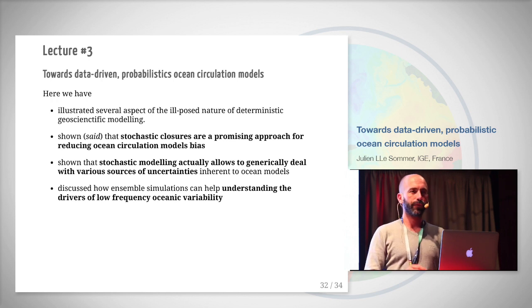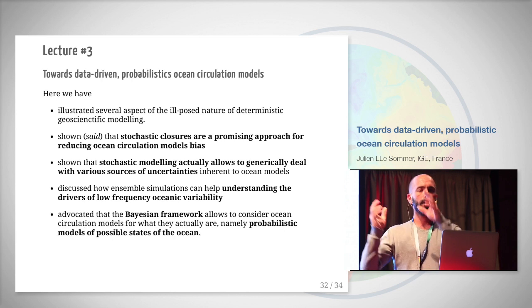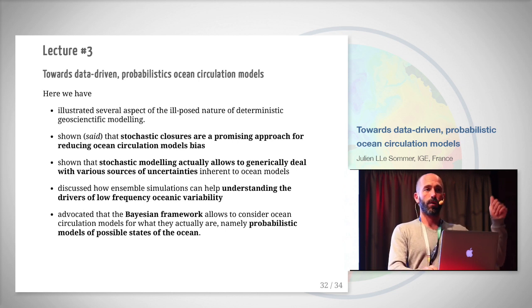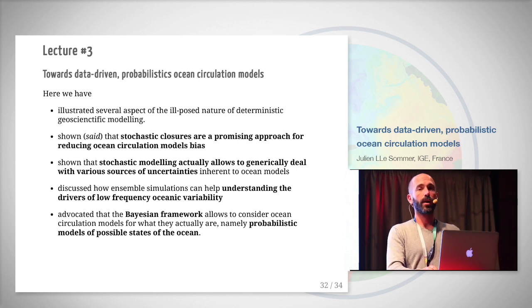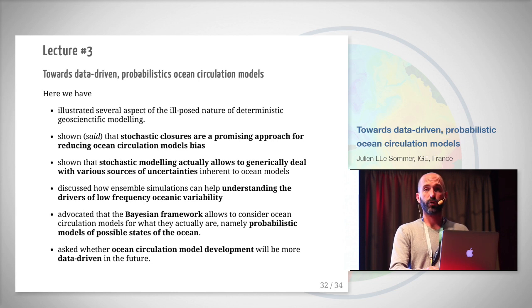That more generally, if you accept this idea that we're describing PDFs with those models, then this strongly advocates for the idea that we should take models and put them in the Bayesian framework and accept for once that we're just modeling probability distributions of possible states of the ocean given our physical knowledge, given the observations, and the uncertainty on the observations and the physical knowledge. And I've just asked whether we think or not, and that could be a matter of debate for lunchtime, whether data-driven approaches could change something to oceanography in the future. I certainly don't know, and I thank you for your attention.